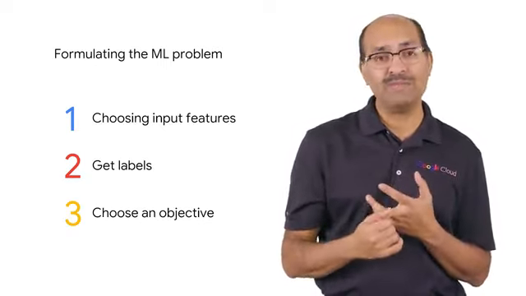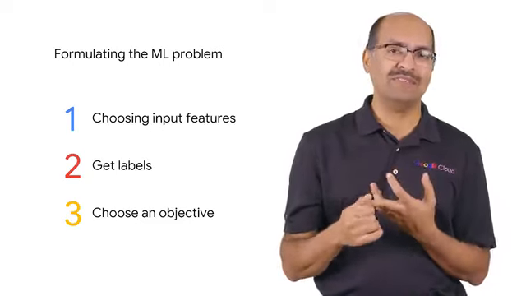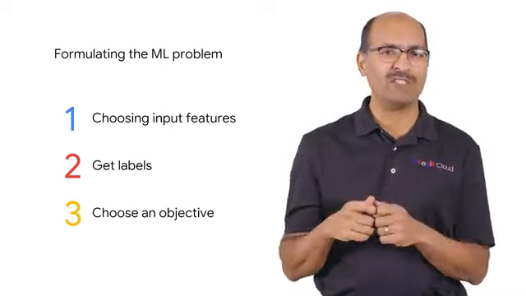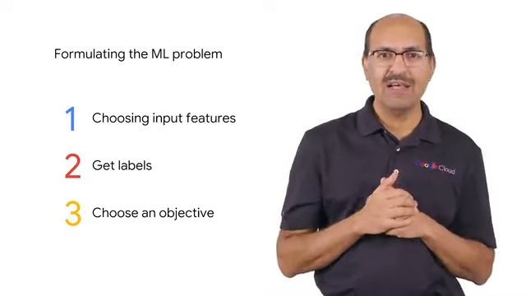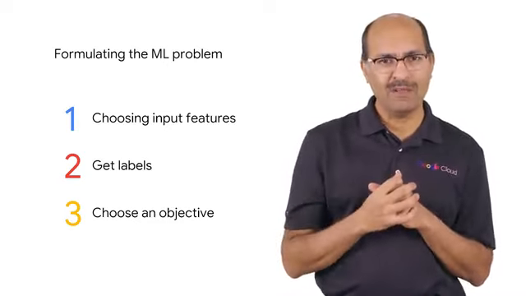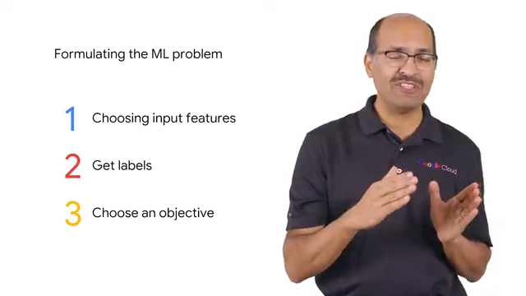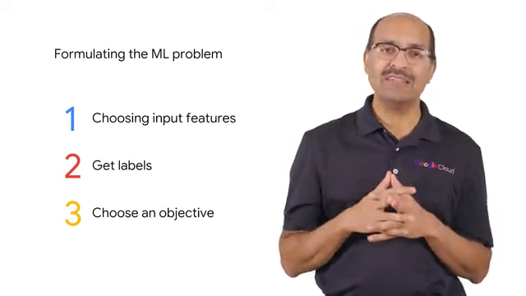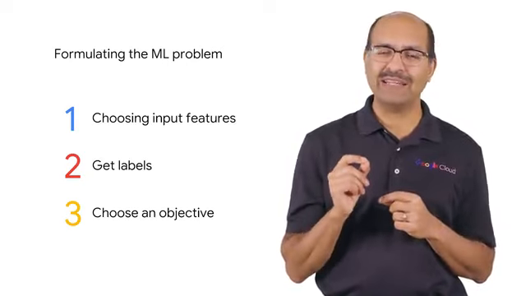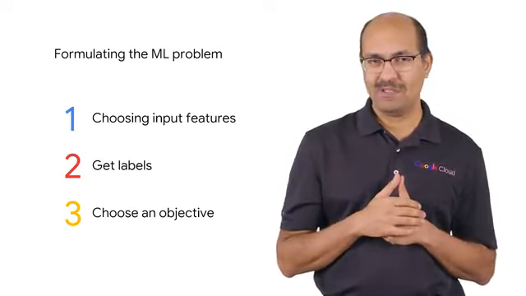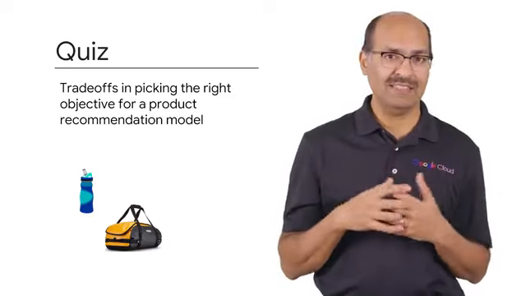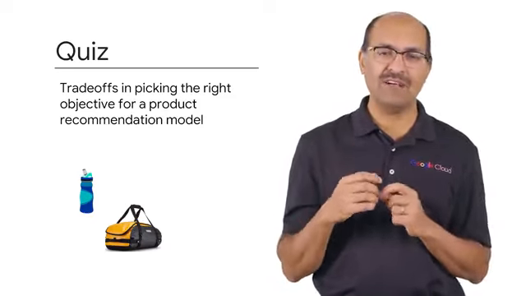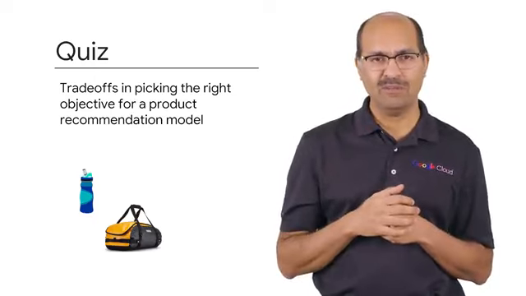And number three, choosing the objective correctly. As with the example of 1-year deposits versus 10-year deposits, you have to choose a problem for which you can get the input features and the corresponding label. But the objective can be tricky to get right in some cases. So let's do an activity to learn the trade-offs in picking the right objective for a product recommendation model.